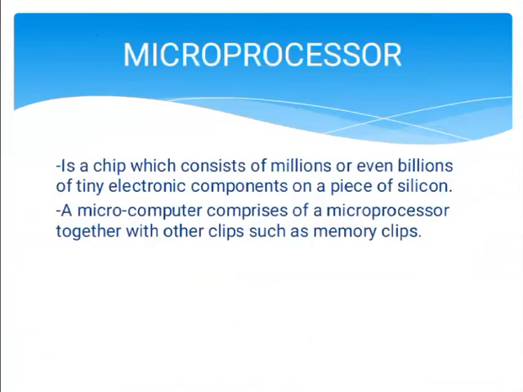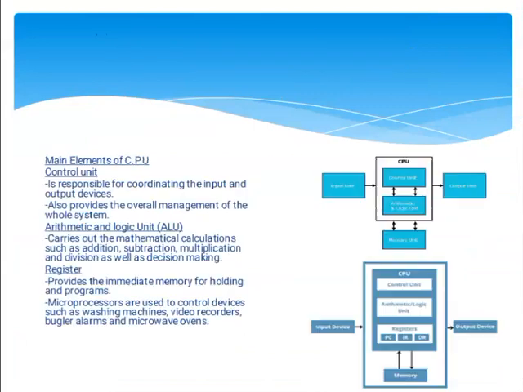Microprocessor. This is a chip which consists of millions or even billions of tiny electronic components on a piece of silicon. A microcomputer comprises a microprocessor together with other chips such as memory chips.